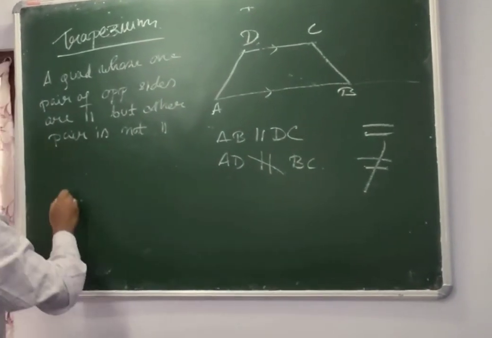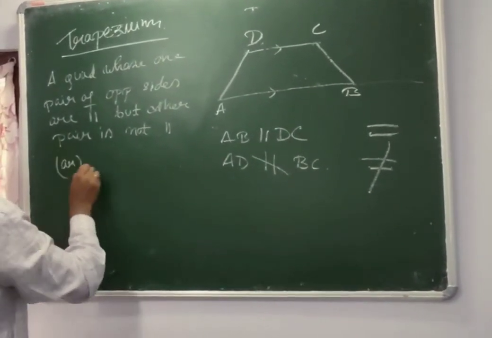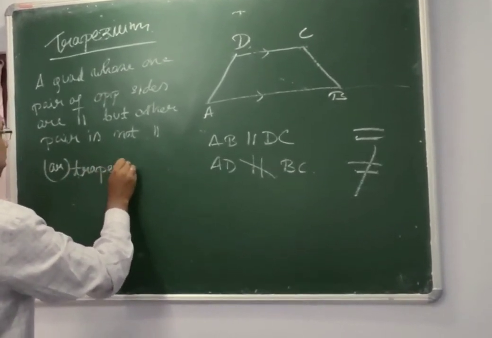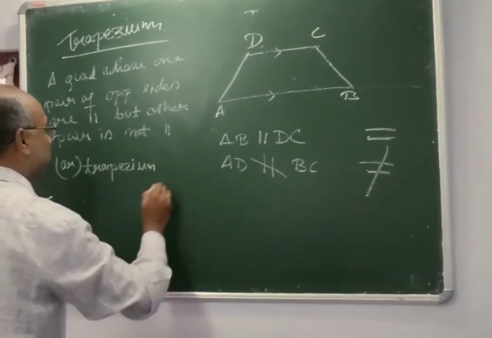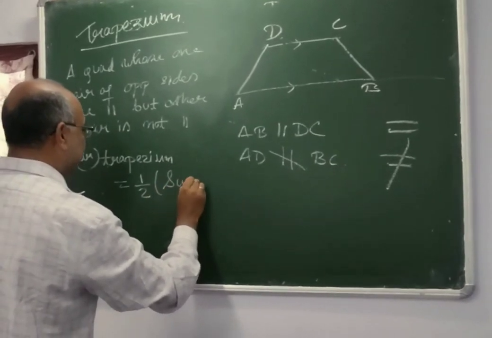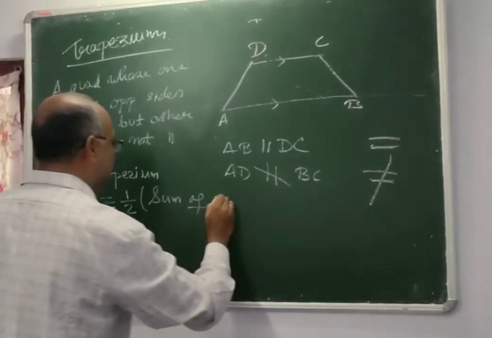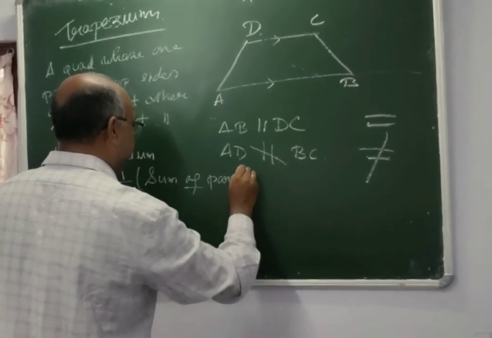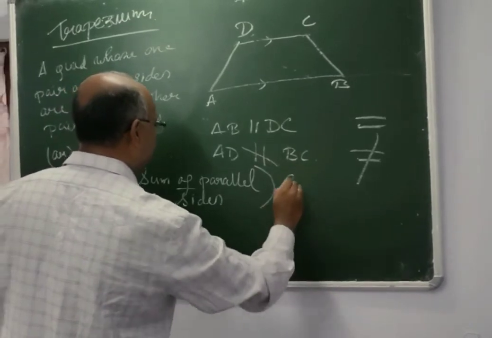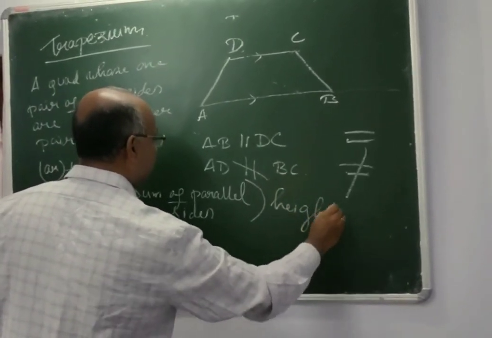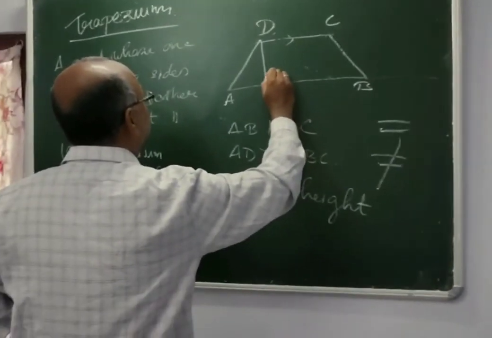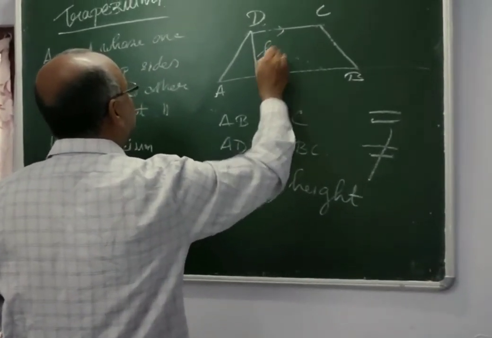Now, for the trapezium, we usually have a formula only for area. The formula says area of a trapezium is half the sum of parallel sides, into height. Sum means plus. Height means altitude, when we draw the perpendicular. That is your 90 degrees, that is your height, which is h.